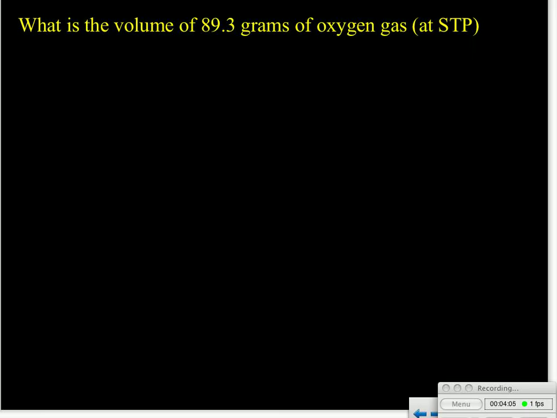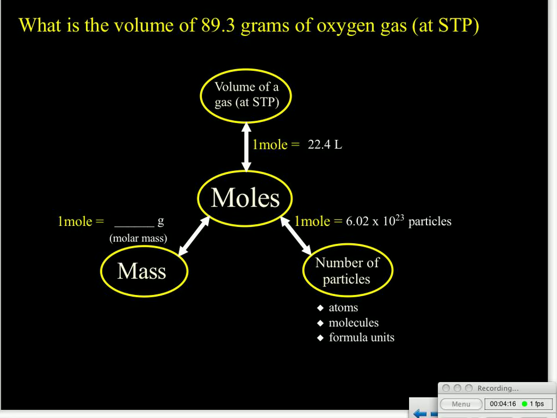So let's look at a sample problem here. What is the volume of 89.3 grams of oxygen gas at STP? Well, we're going to refer to our roadmap, our little schematic, and try to figure out how we're going to navigate through this problem. Like anything in life, when you look at a problem, you want to look at where you are, where you want to go, and how you're going to get there.